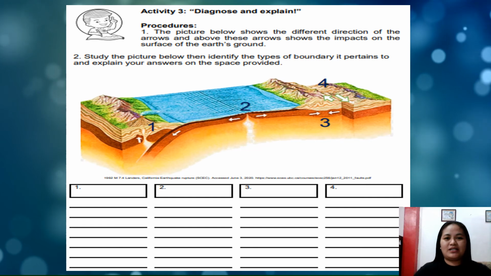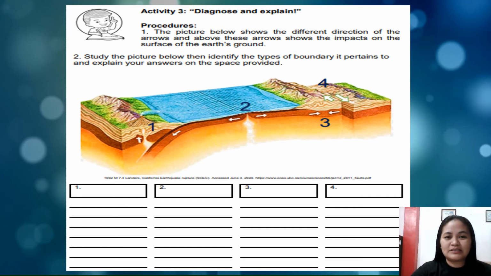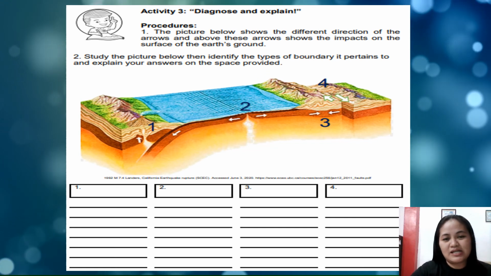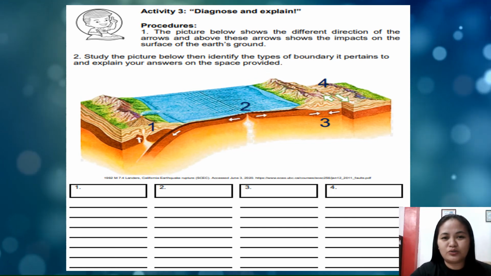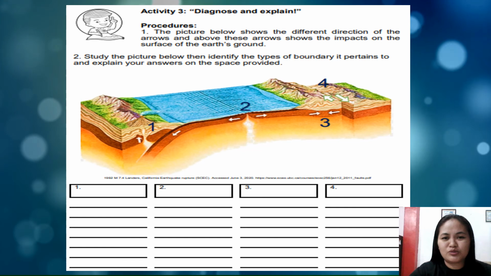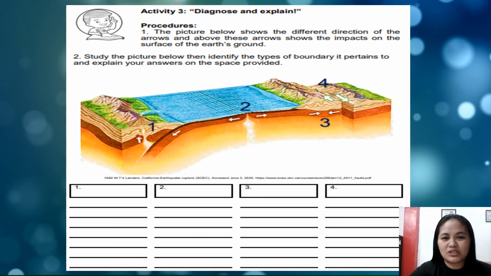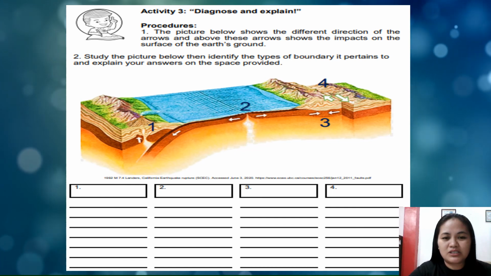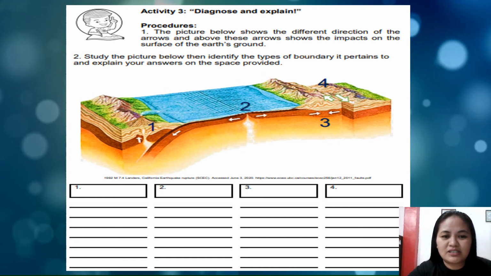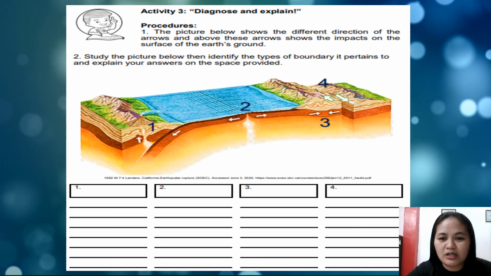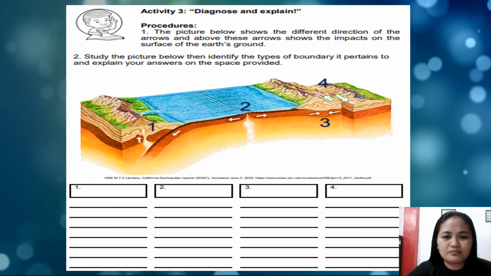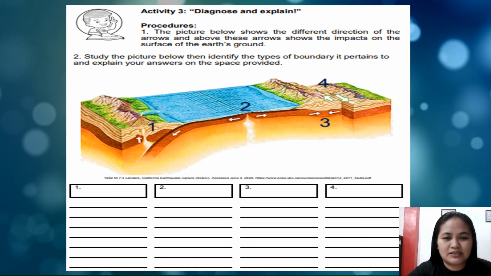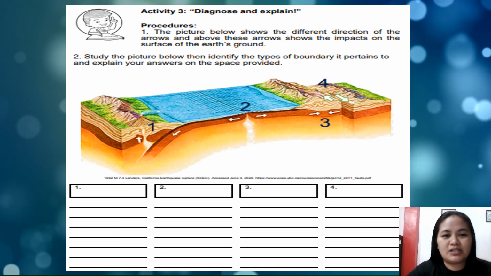Number 3. What is the title? Diagnose and explain. What is meant by diagnose? Just like in the hospital, when you go there, the doctor will check you up and see what is wrong in our body. So in this activity, you will just investigate this picture, look at every corner, and fill out these spaces. Let me read the procedures, guys.